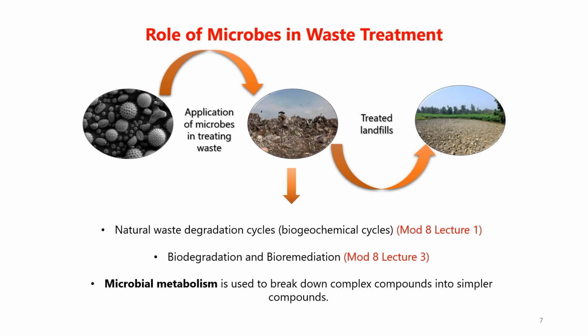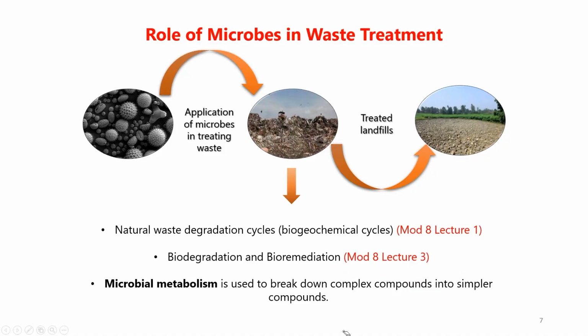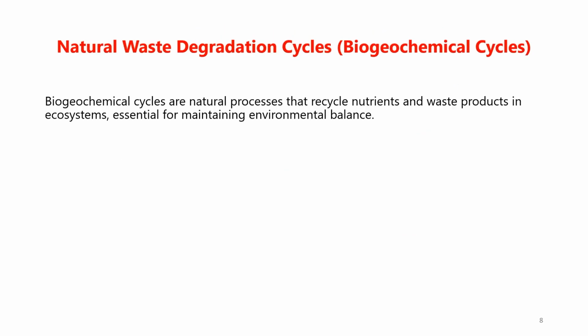So natural waste degradation cycles are very helpful in this approach. We have discussed some of these in the earlier lecture. Then biodegradation and bioremediation would be very essential in this entire process, which we will be discussing in the next lecture. And overall, microbial metabolism is used to break down complex compounds into simpler compounds. Complex compounds may be toxic, and when we break them down they may become non-toxic, and we can probably use these as a raw material for some other industry.